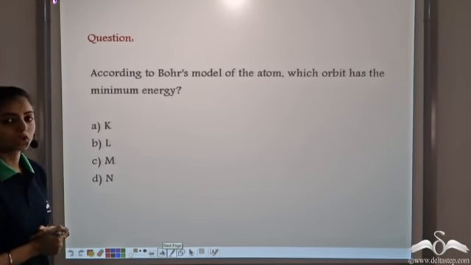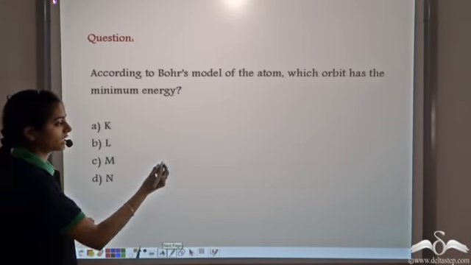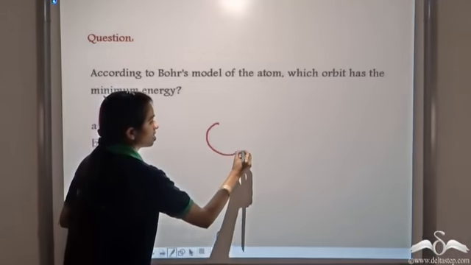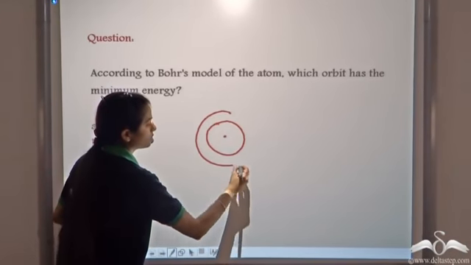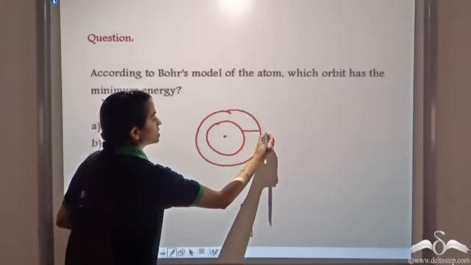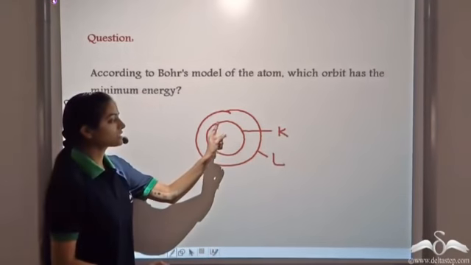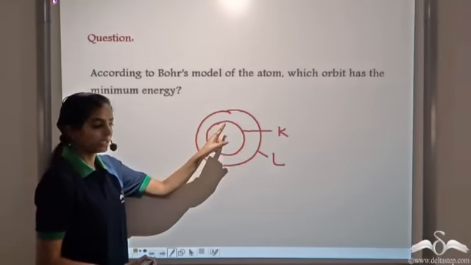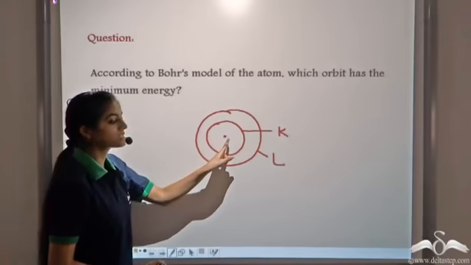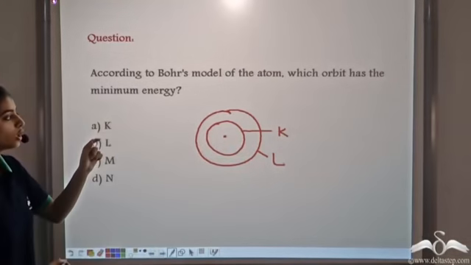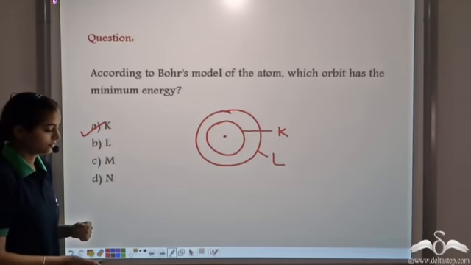According to Bohr's model of atom, which orbit has the minimum energy? So Bohr had marked his orbits as if this is the nucleus. The first orbit he had named as the K shell, the second was L, and he related the size of the orbit to their energy. So the smallest orbit, which is closest to the nucleus, has minimum energy. So the orbit which has minimum energy is the K orbit or the K shell.